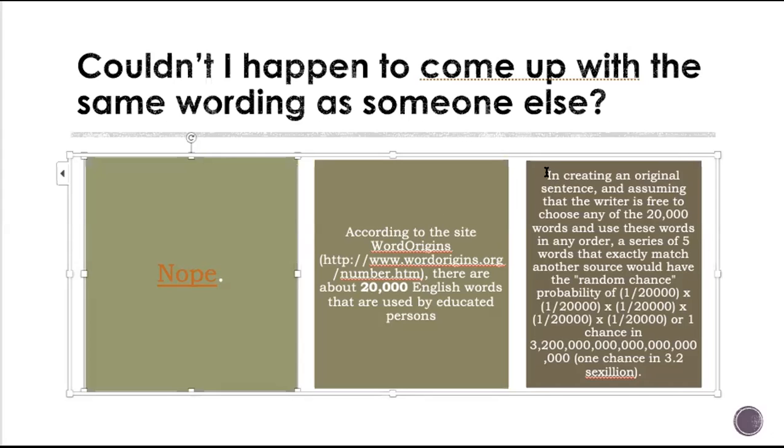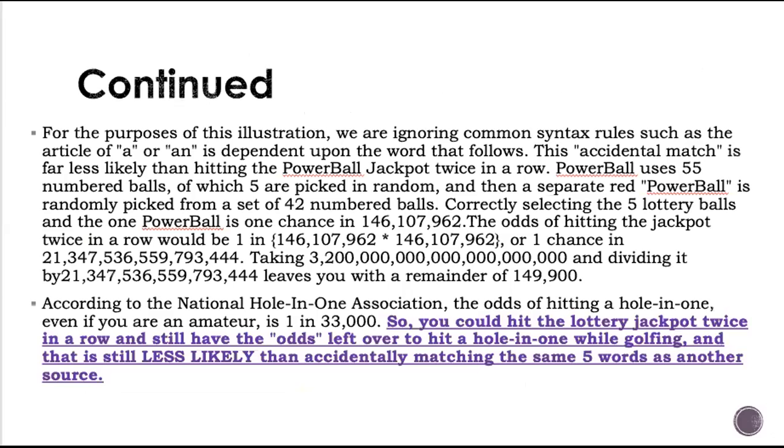In creating an original sentence, let's look at the math. Assuming the writer is free to choose any of the 20,000 words in their vocabulary, because the average American has a vocabulary of about 20,000 words, and use these words in any order, a series of 5 words that exactly match another source would have a random chance probability of essentially 1 in 3.2 sextillion.